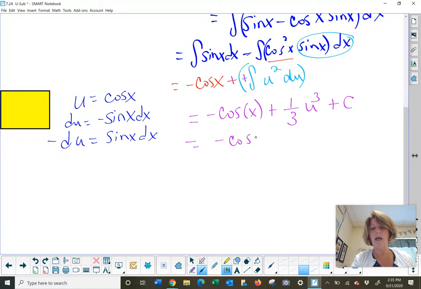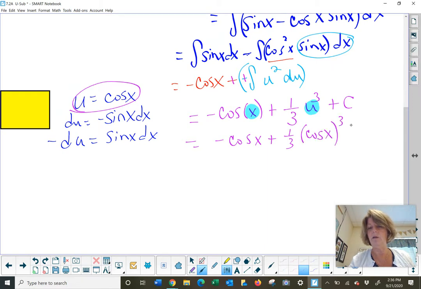Minus cosine x plus 1/3. We certainly don't want to leave our answer in mixed variables, do we? So we're swinging back into u's. Our u is cosine, so I'm going to have a cosine of x quantity cubed plus c. I could write it that way, or if you prefer, you could have written it with the third power in between cosine and x. All right.